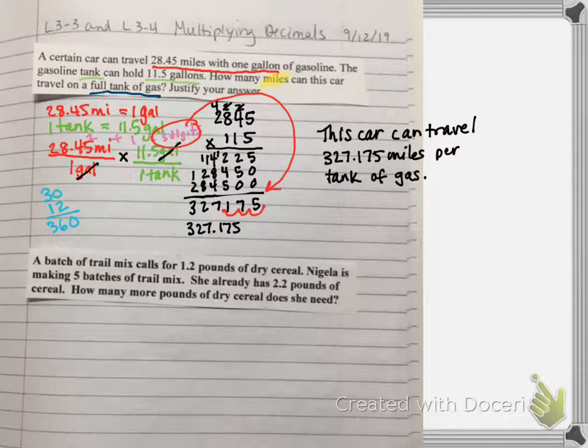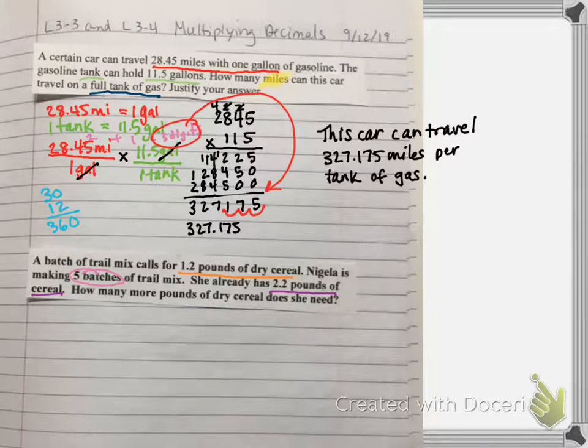Okay, let's try the next one, last one. We've got a batch of trail mix that calls for 1.2 pounds of dry cereal. So I'm just going to highlight some stuff as we go through. Piece of information. This gal is making 5 batches. So I'm going to go ahead and circle that up. She already has 2.2 pounds of the cereal. How many more pounds of dry cereal does she need?